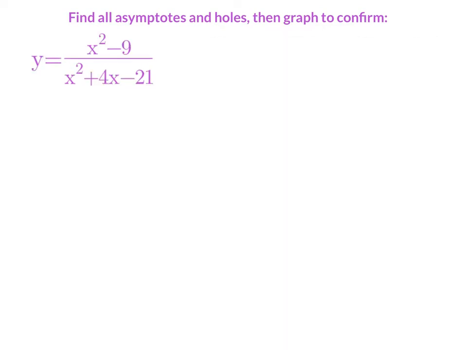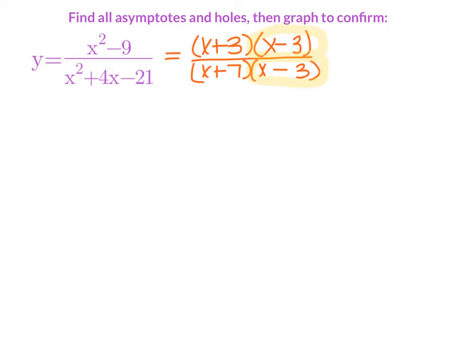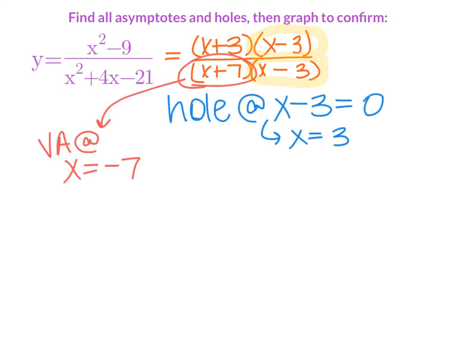All right, we've just increased our spice level with our examples. Only because I need to factor the top and the bottom. So let's do that and then see what we get. In factored form, in the numerator, x plus 3, x minus 3. In the denominator, x plus 7, x minus 3. So we've got the same factor on top and bottom. So that means that x minus 3 is going to be a hole.